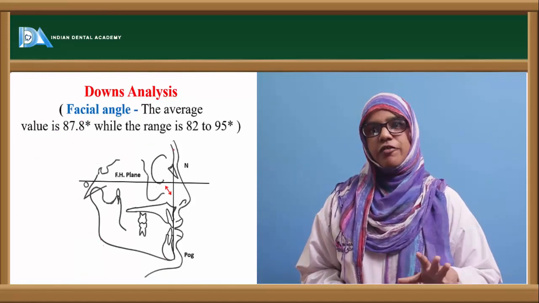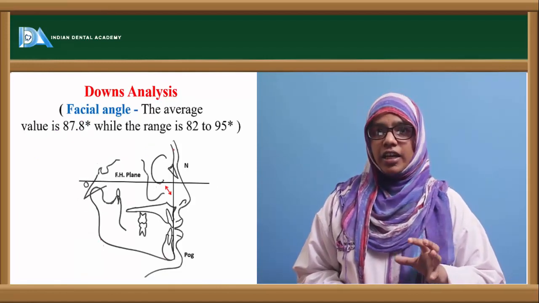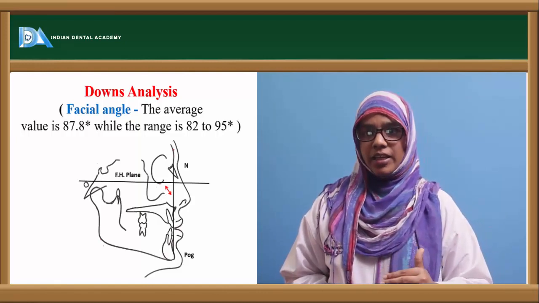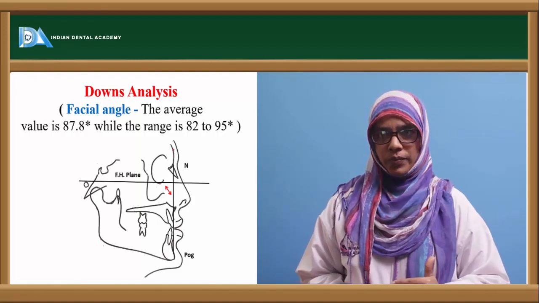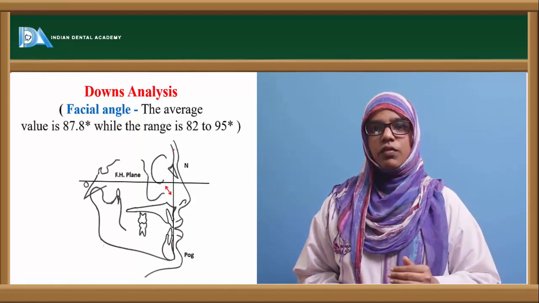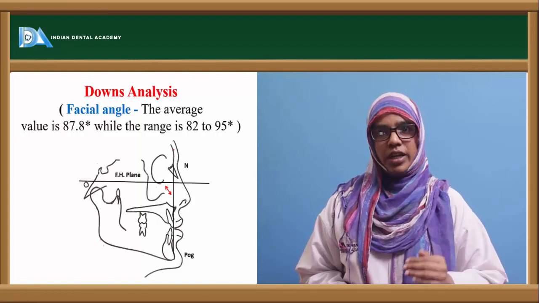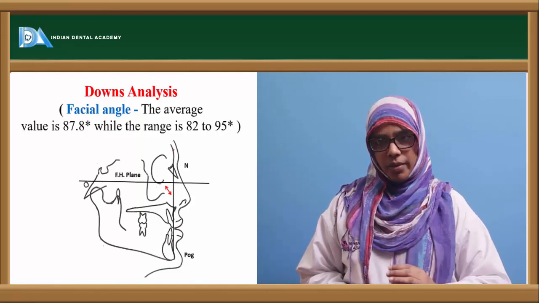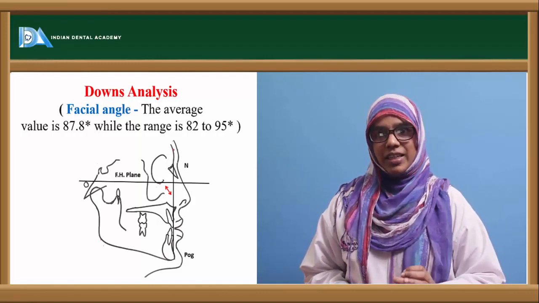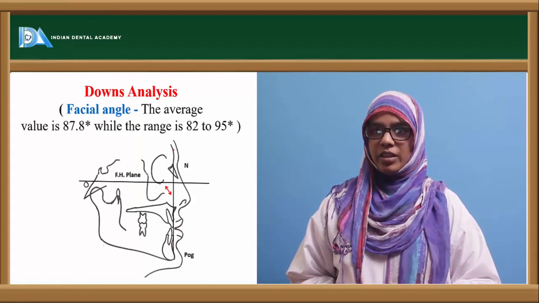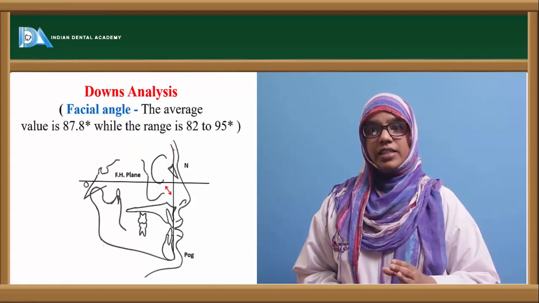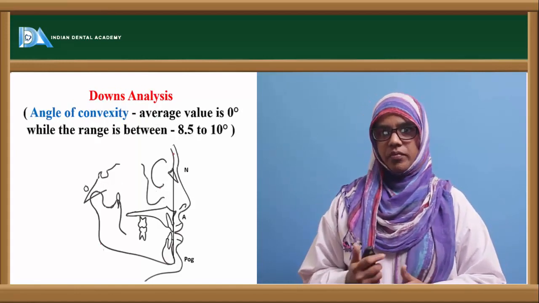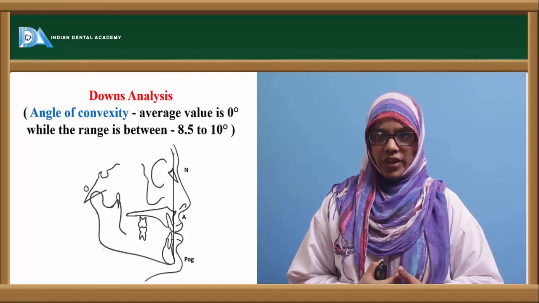The first one is the facial angle. It is the internal inferior angle formed by the Frankfurt plane and the line joining the nasion and pogonion. Its average value is 87.8 degrees, whereas the range is 82 to 95 degrees. It basically tells us the relationship of the lower face, that is the mandible, to the maxilla. Now this angle is increased in case of maxillary prognathism, and it is decreased in case of a class 2 profile.